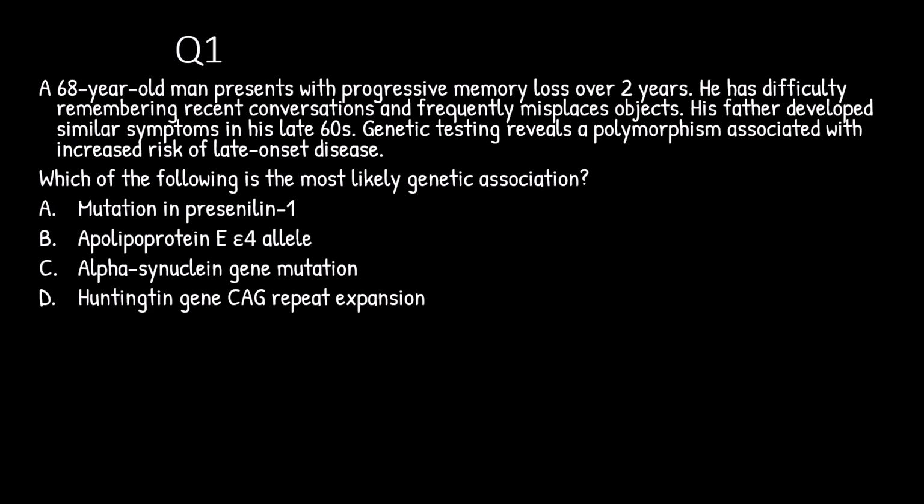Question 1. A 68-year-old man presents with progressive memory loss over 2 years. He has difficulty remembering recent conversations and frequently misplaces objects. His father developed similar symptoms in his late 60s. Genetic testing revealed a polymorphism associated with the increased risk of late-onset disease. Which of the following is the most likely genetic association? A. Mutation in presenilin-1. B. Apolipoprotein E4 allele. C. Alpha-synuclein gene mutation. Or D. Huntington gene CAG repeat expansion.